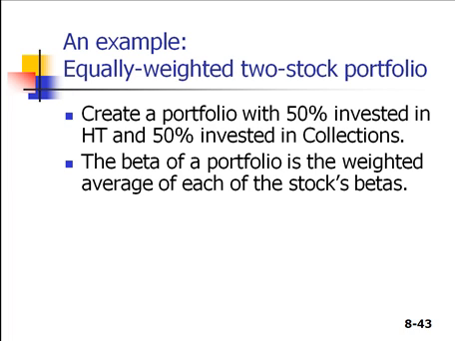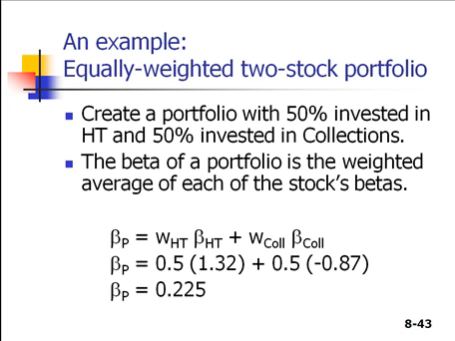Let's take our old example of a portfolio of half and half, 50% high-tech stock, 50% collection stock. Well, the good news here is that it is just a weighted average. So if you know how to find the expected return on a portfolio by taking a weighted average, then you can do this too. This is so simple. It's definitely not anything like finding the standard deviation, which was more time consuming.